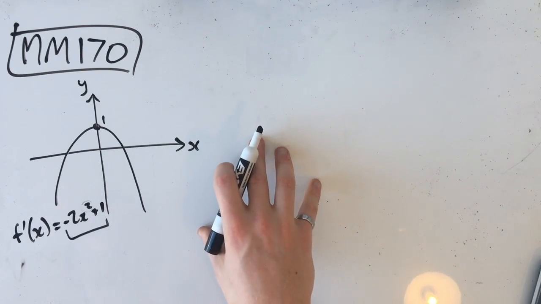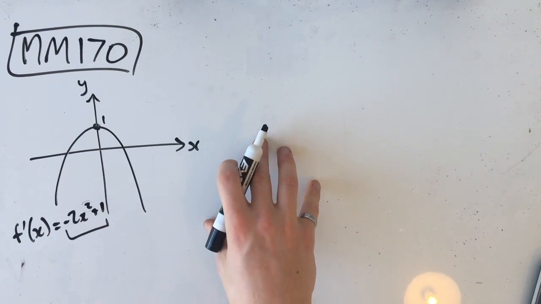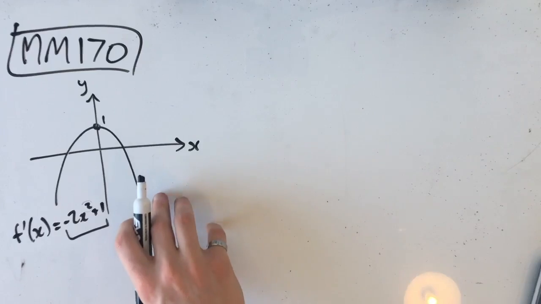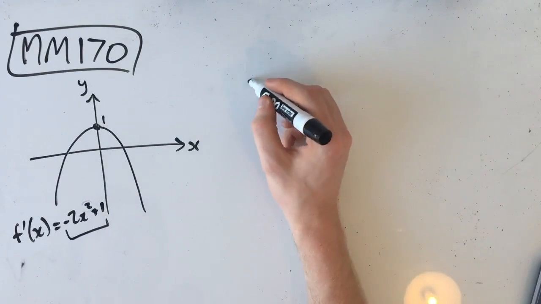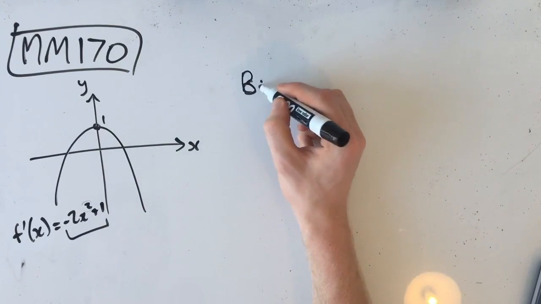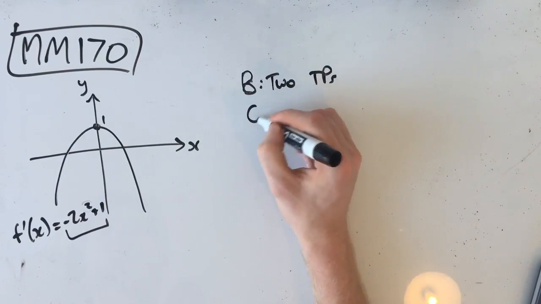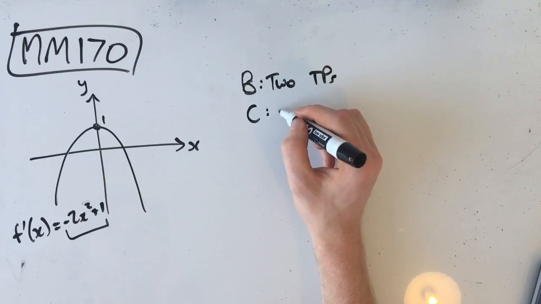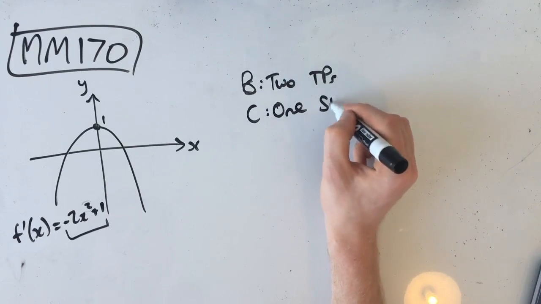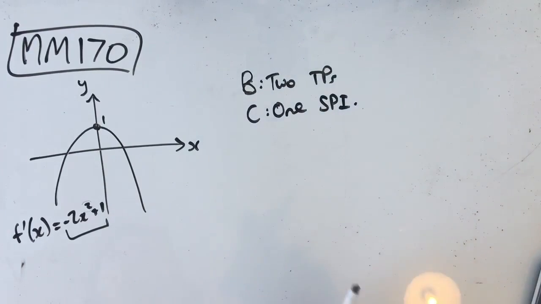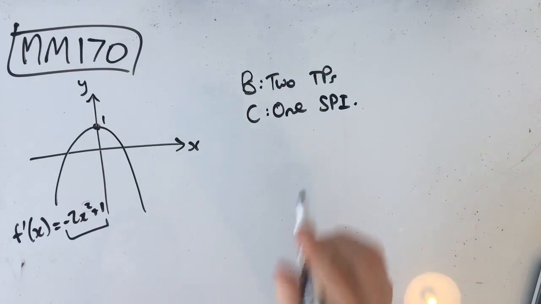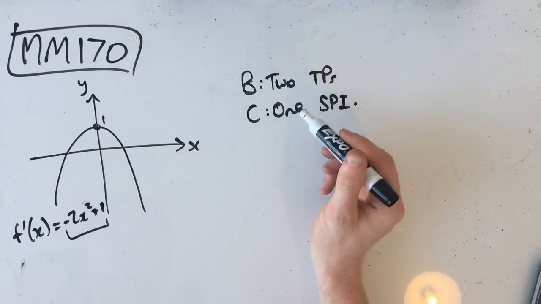B and C are both negative cubics, but B has 2 turning points and C has 1 stationary point of inflection, right? So B, 2 turning points, and C has a stationary point of inflection. So 1 stationary point of inflection. Cool. What we need to do now is figure out which one of these is the correct answer.